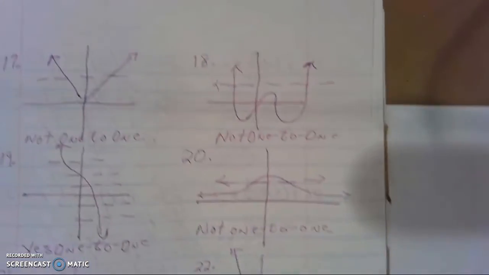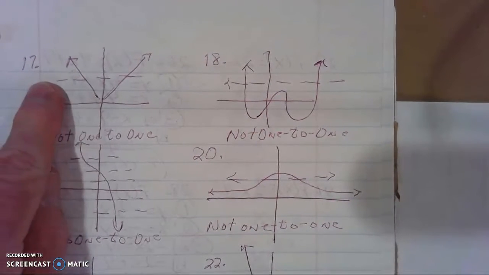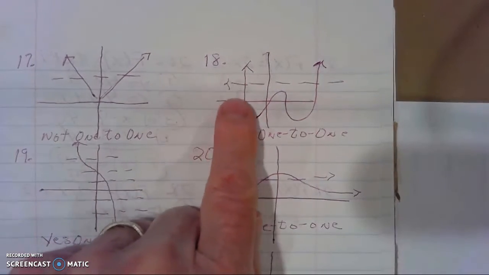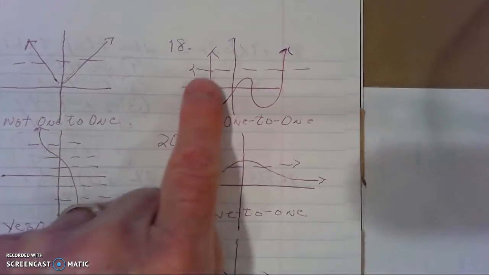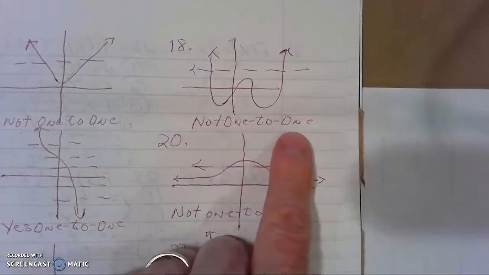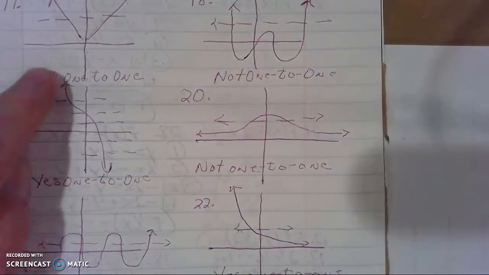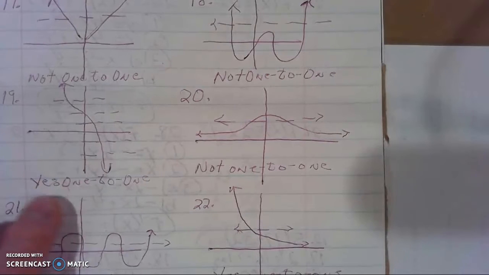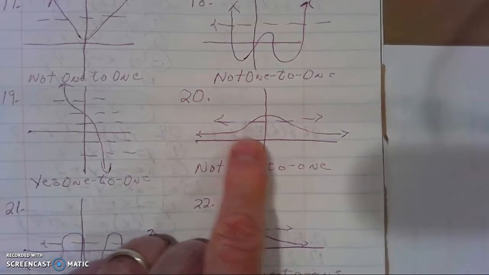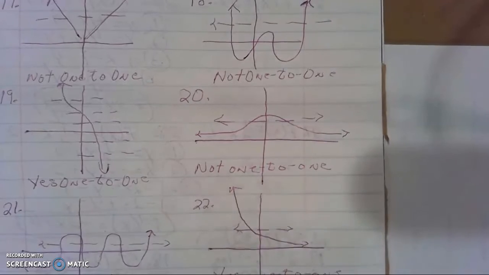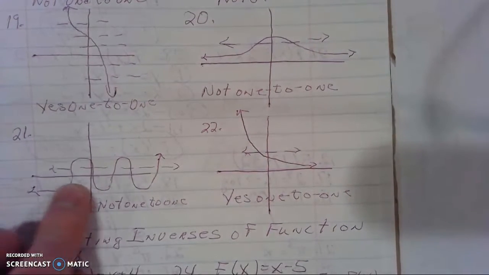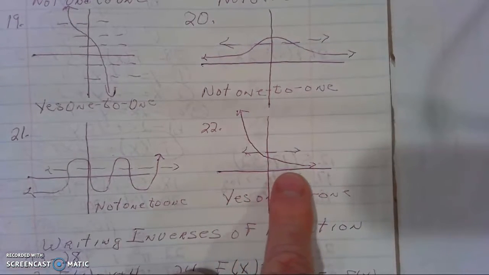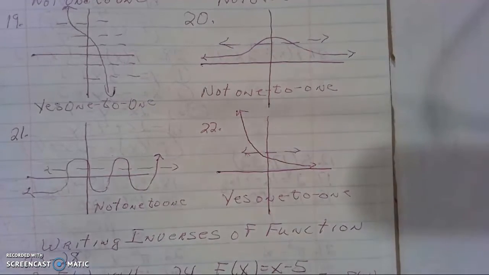Number 17, we've got a V-shaped graph. Notice a horizontal line crosses it more than once. So it's not one-to-one. Notice this one over here, kind of a W shape. It crosses it more than once. So it's not one-to-one. Notice number 19, this graph here. Our horizontal lines only cross it once, so it is one-to-one. This in here, our horizontal line crosses it twice, not one-to-one. 21, our horizontal line crosses it quite a few times, not one-to-one. This one is one-to-one because it only crosses it once.